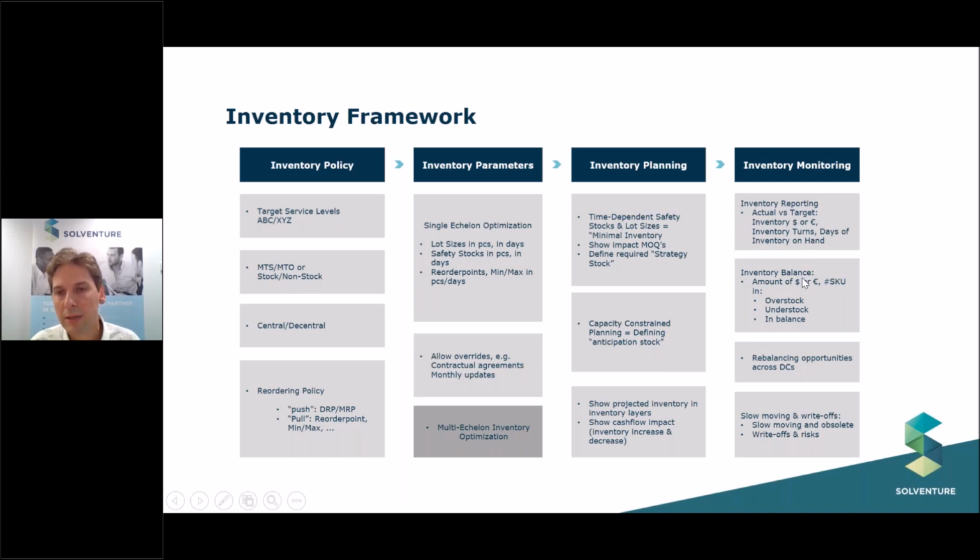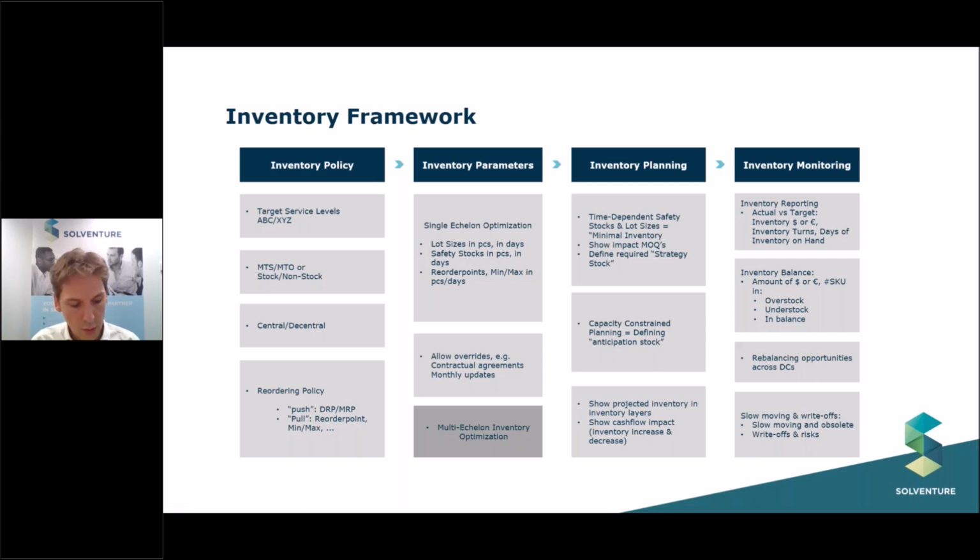But you also need to look at the inventory balance. Maybe the target was turns of 3, the actual turns are 3, but it's completely out of balance. Because for some products I have way too much, and for other products I have way not enough. So you also need to monitor the inventory balance. In the inventory monitoring, we typically also look, for instance, at rebalancing opportunities across the season. So how do I also make the best use of my inventory?